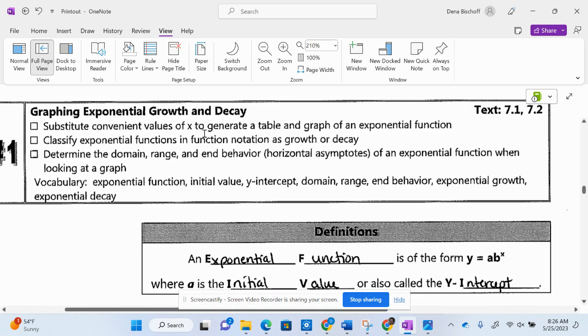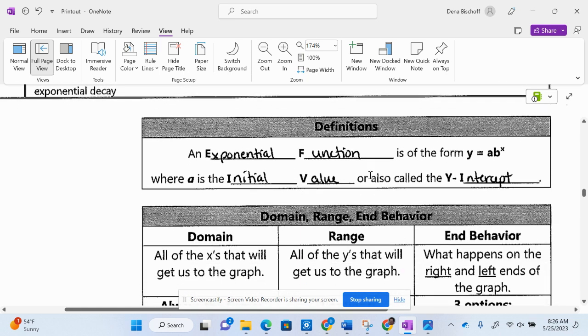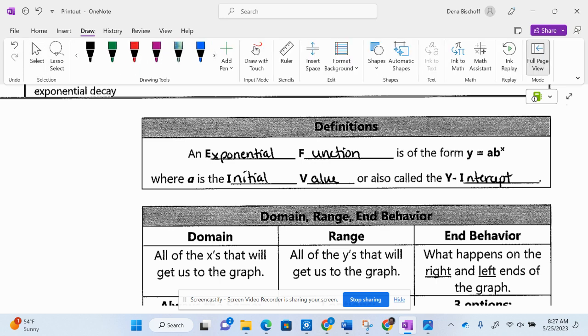So the first thing that we talked about is exponential growth and decay. So we said that an exponential function, see, I already filled this in for you, is in the form y equals a times b to the power of x, where a is the initial value, also called the y-intercept. This is so important. Remember that this is the y-intercept, this right here. That tells you where you're going to cross the y-axis or where you're going to begin, okay?